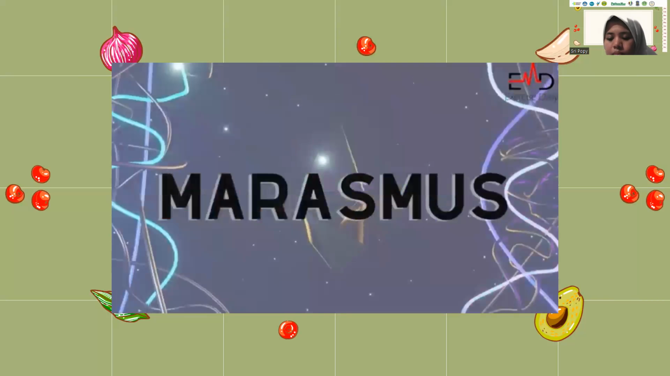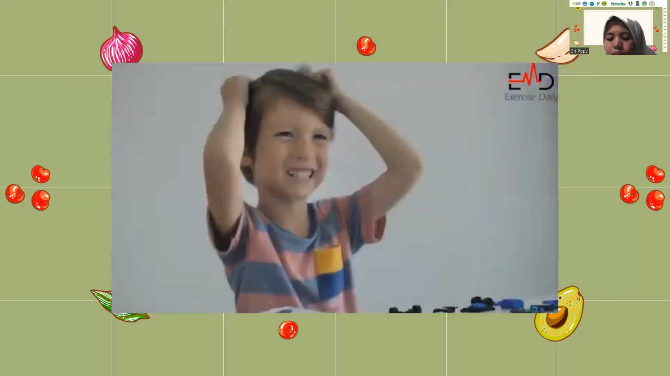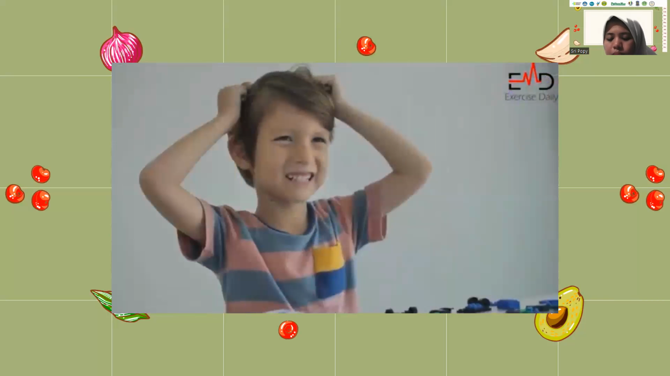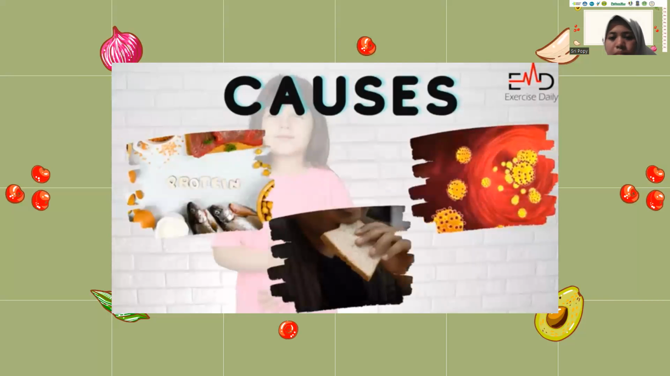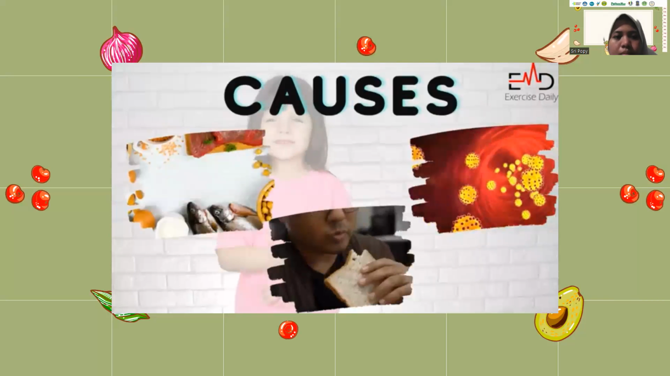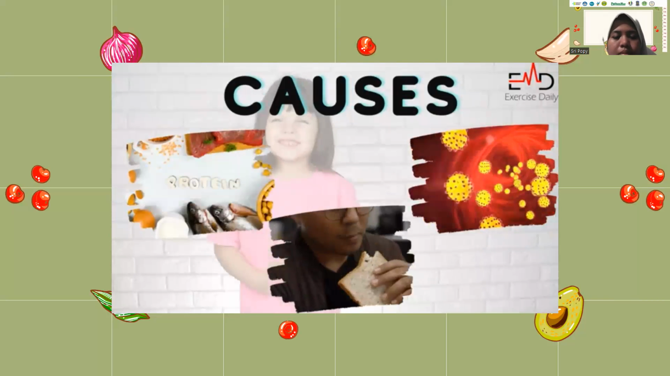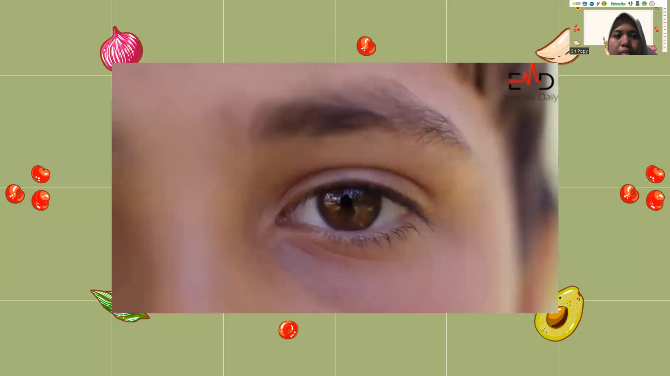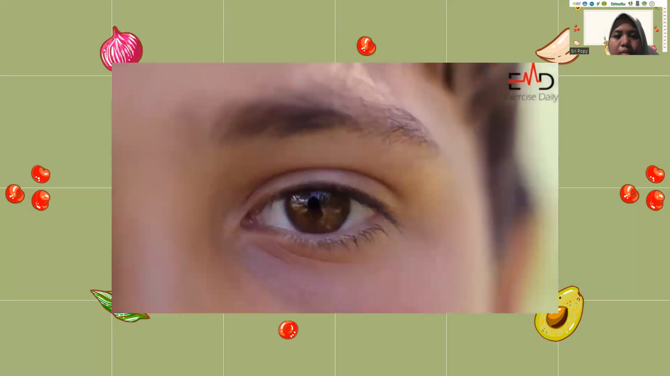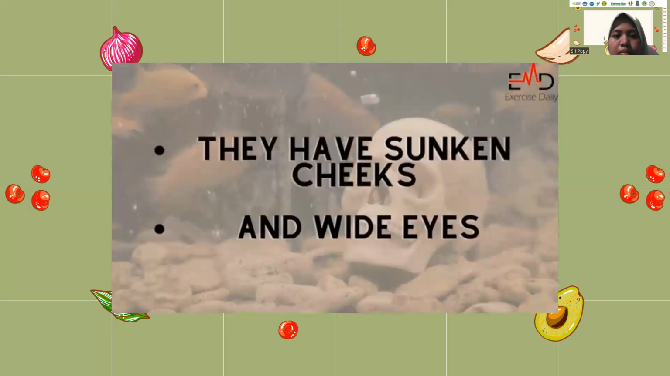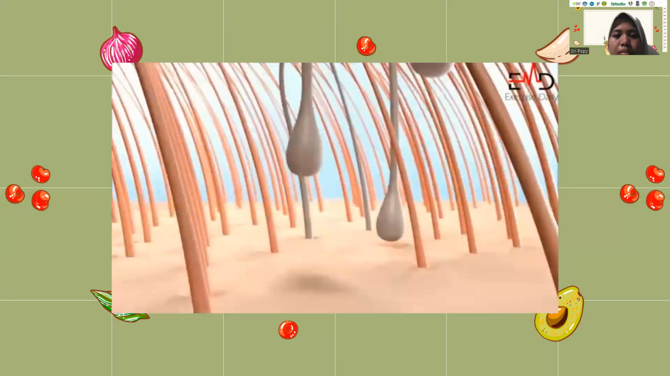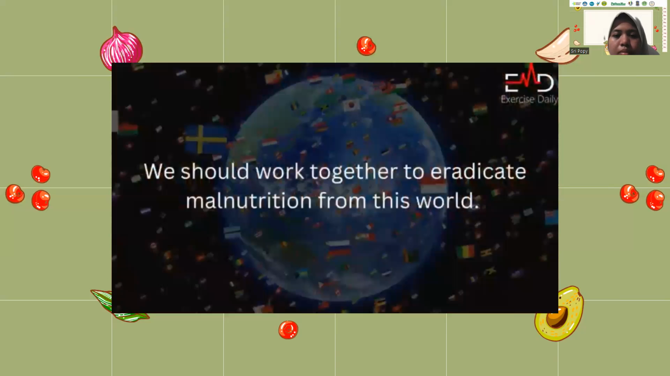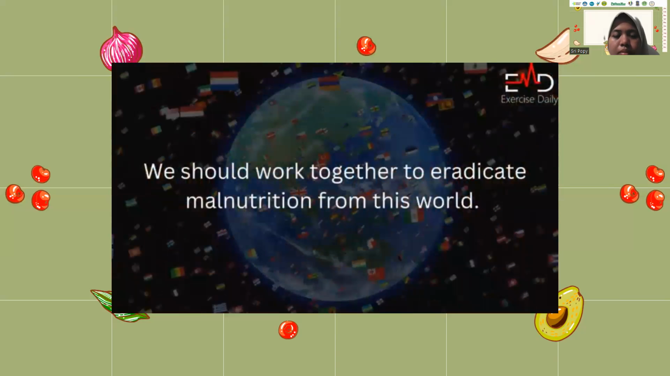Marasmus. In marasmus, children will have low weight for height. Its causes are severe deficiency of all nutrients, especially proteins, carbohydrates, and lipids. The child appears like skin and bones. They have sunken cheeks and wide eyes, and hair becomes sparse and easily pluckable. We should work together to eradicate malnutrition from this world.